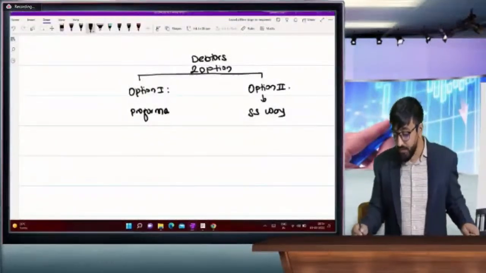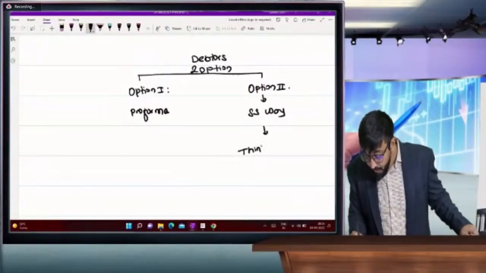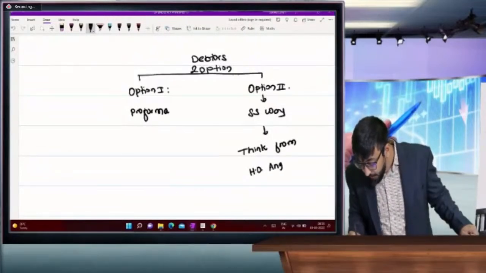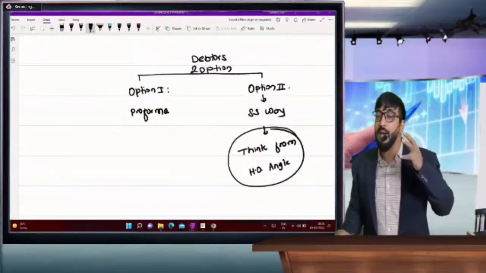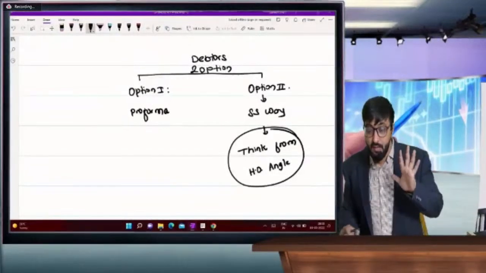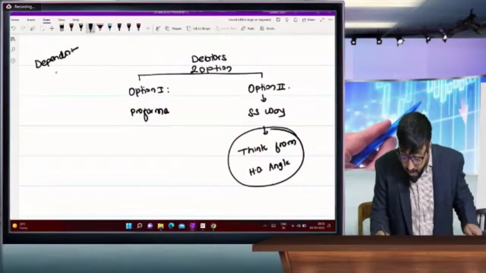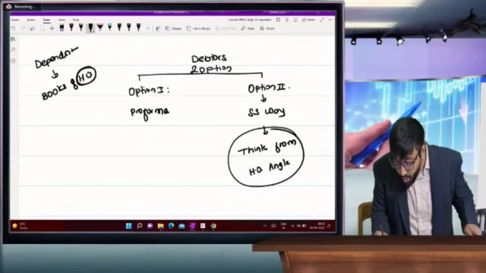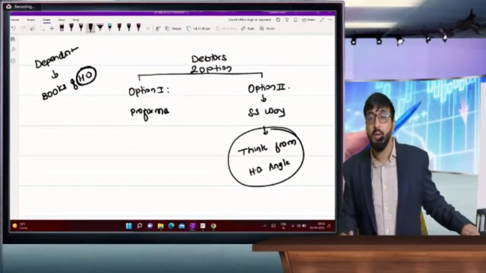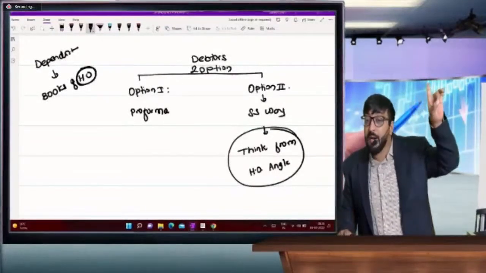But the second option is the debtors method. What is the shortcut way? Think from the HO angle. If you think from the HO angle, see, this is a dependent branch. Very simple. Dependent branch: who will maintain the books? Books will be maintained by HO. So ultimately, books are prepared by HO.